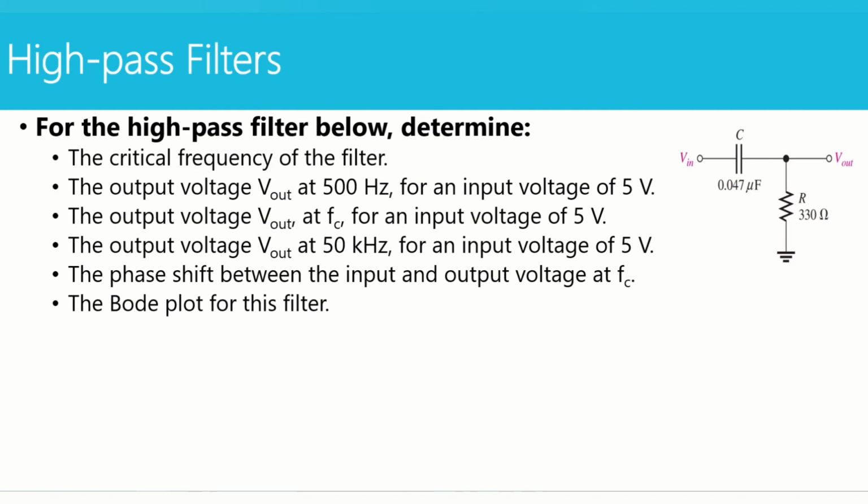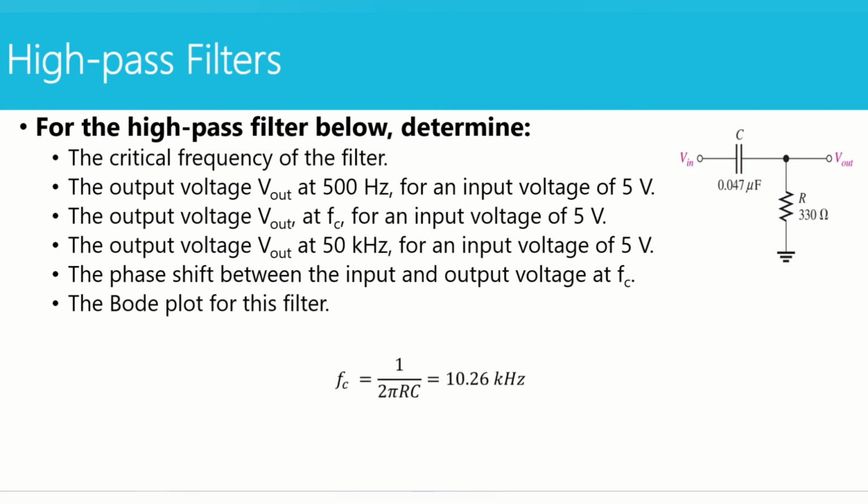So now let's do some examples. For the high pass filter below, we're going to determine the critical frequency of the filter, the output voltage V out at 500 Hz, for an input voltage of 5 volts. Then we're going to find the output voltage at the critical frequency as well as at 50 kilohertz. We'll figure out the phase shift between the input and the output voltage, and then we're going to draw the Bode plot for this filter.